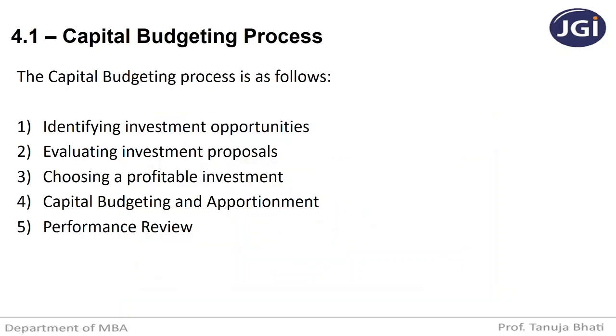Next, let us know what is the capital budgeting process. When taking an investment decision, what is the process that is required to be followed? So the capital budgeting process is as follows. First, identifying the investment opportunities. Second, evaluating the investment proposals. Third, choosing a profitable investment. Fourth, capital budgeting and appropriation apportionment. And fifth is performance review.